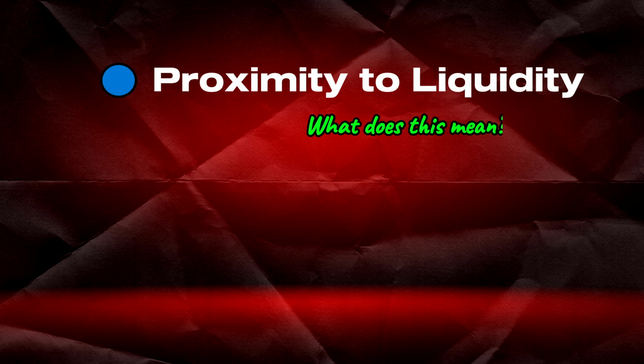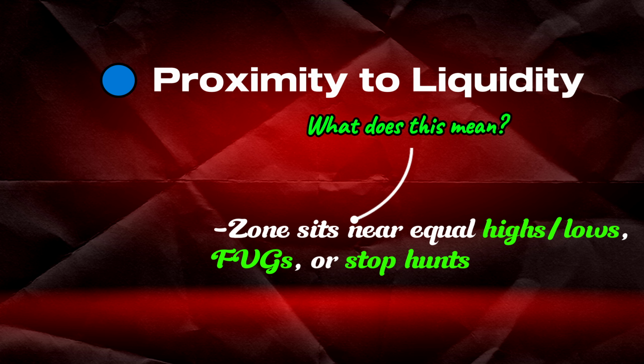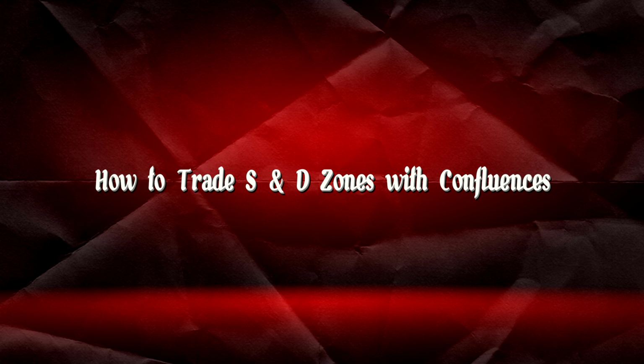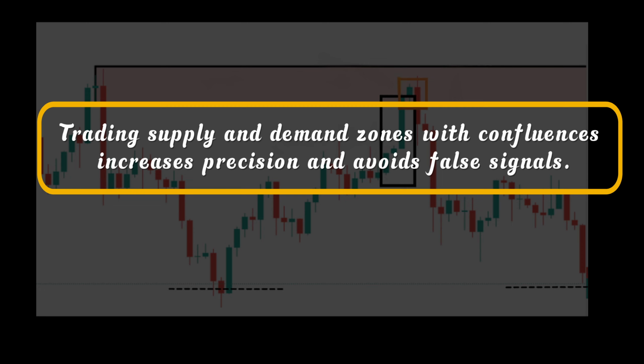Last but not least is proximity to liquidity. What does this mean? The zone sits near equal highs, lows, FVGs, or stop hunts, which are areas where big players hunt liquidity. Supply and demand zones with confluences. Trading supply and demand zones with confluences increases precision and avoids false signals.